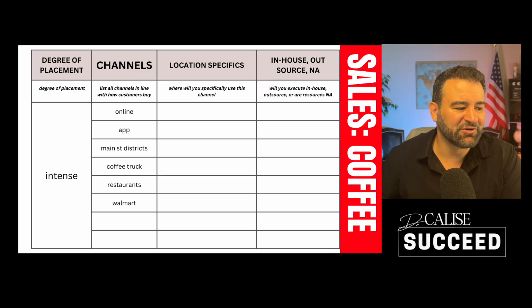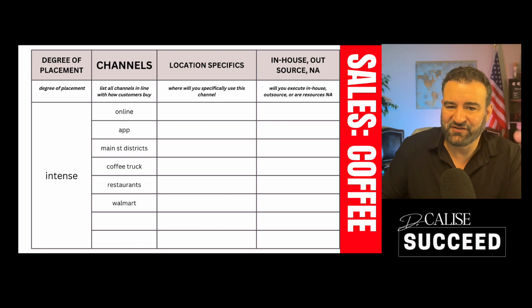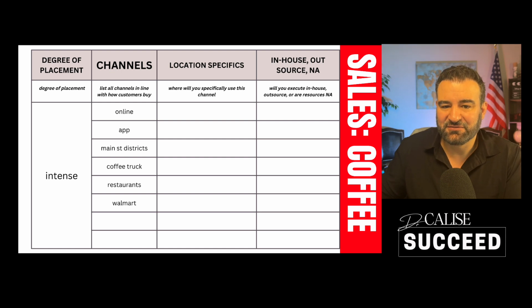So now notice what we're starting to do. You have your degree of placement, and now you're starting to list your channels. Now I'm going to give you two examples. One example is going to be a local coffee shop. Another example is going to be a service, an interior designer. I want to give you two examples so you can see how we build this out, all right?